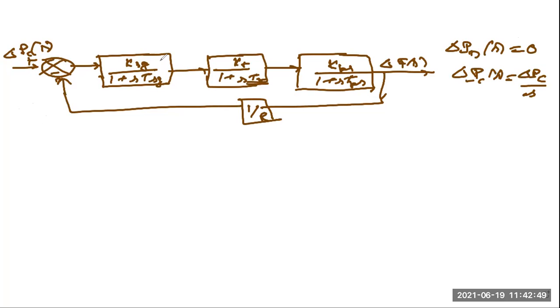So in this case, you see, this is your GS. They are in cascade, so they will be multiplied. G1, G2, G3. So these three will be multiplied. And this is your feedback, HS. HS equal to 1 by R. Now you have a positive input and negative feedback. So what will be your CS by RS?